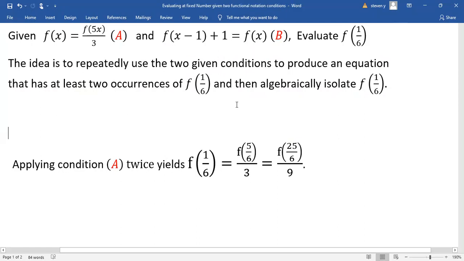But that didn't even occur to me. I was just willy-nilly trying all kinds of things. And it turns out all you have to do is use the conditions enough to get 2 occurrences of what you're looking for, the object you're looking for.